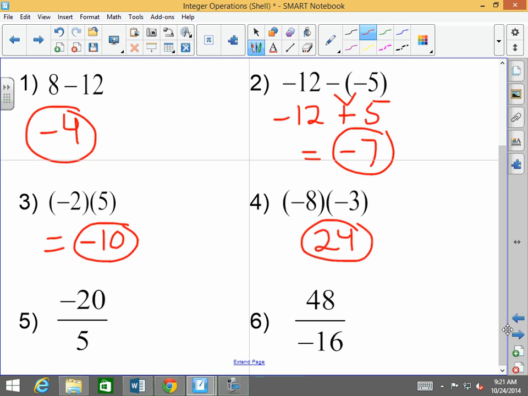Negative 20 divided by positive 5 is a negative 4. Good. Excellent. Because a negative divided by a positive is a negative. And 48 divided by negative 16 would be a negative 3. Excellent. Because a positive divided by a negative is a negative.